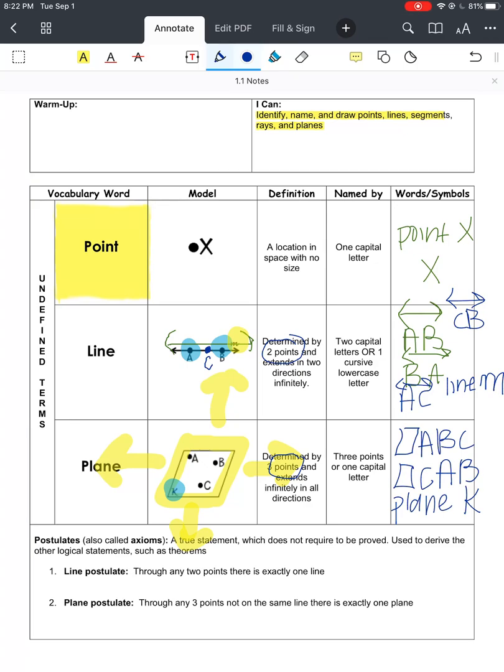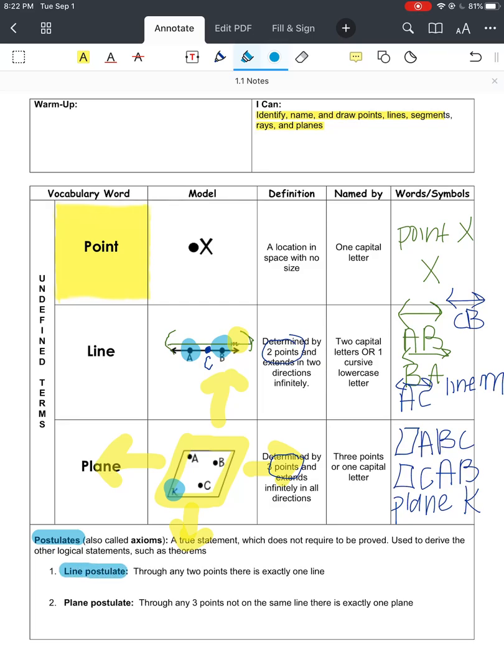So those are the 3 first basic definitions in geometry. Geometry is full of definitions, so we're going to be learning a lot this year. The next one is a postulate. A postulate is a really weird word that all it means is a true statement. We take it to be fact. So something you know to be true, you don't have to prove it or anything like that.